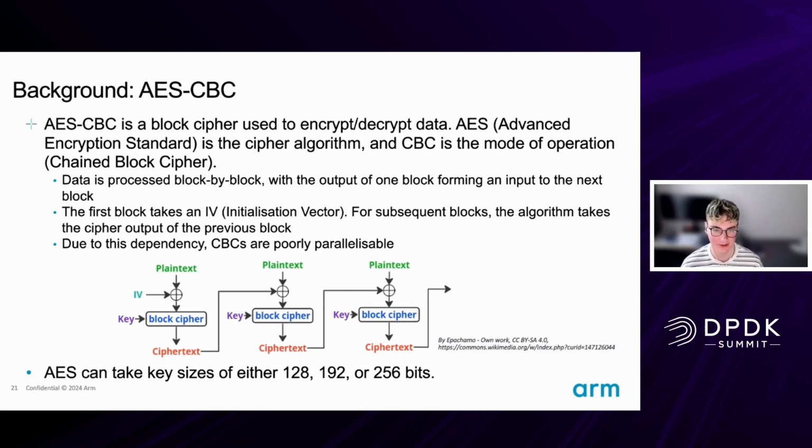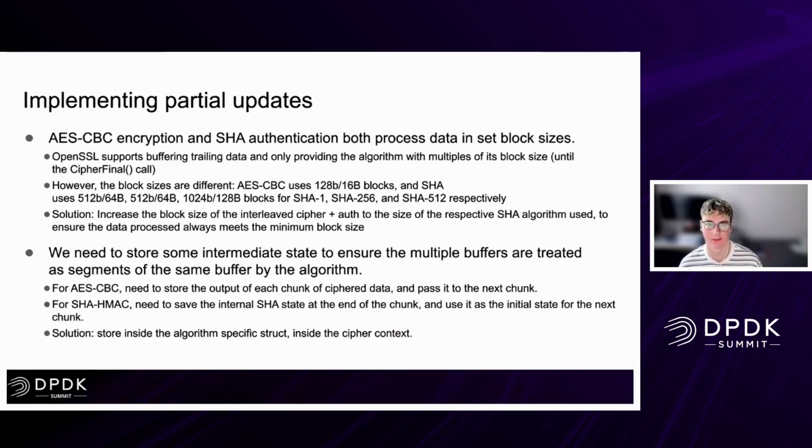But because of this dependency, chained block ciphers are very poorly parallelizable, right? Because there is a dependency from block to block. So knowing this, how did we go about implementing partial updates?